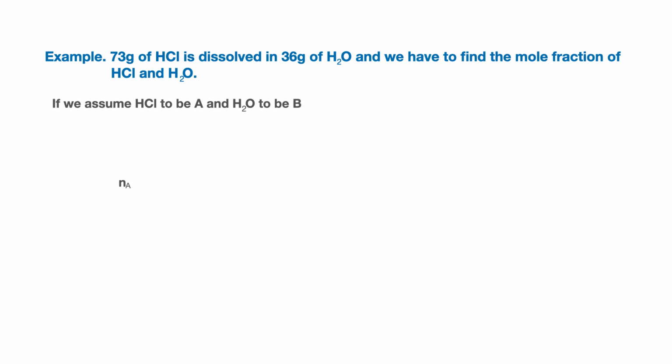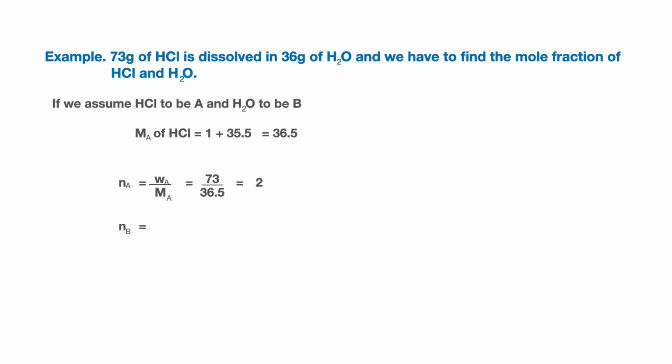Now we know the formula for number of moles is mass upon molecular mass. So that will become WA upon MA. WA stands for the mass of A, MA stands for the molecular mass of A. The mass of A, that is HCl, is given to us as 73, so we will substitute WA as 73. Now the molecular weight of HCl is the sum of the atomic mass of H and Cl. Since the atomic mass of H is 1 and that of Cl is 35.5, so that will be 1 plus 35.5, that is 36.5. So the number of moles of A will become 73 divided by 36.5, that will come out to be 2.